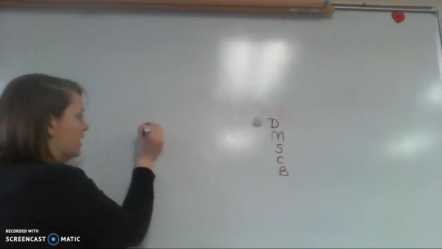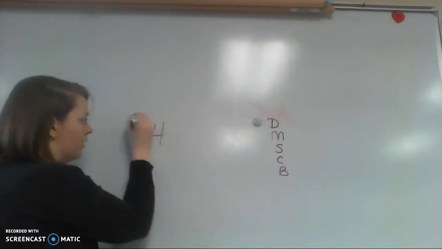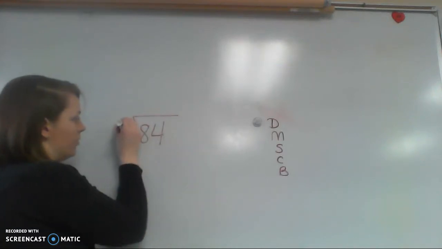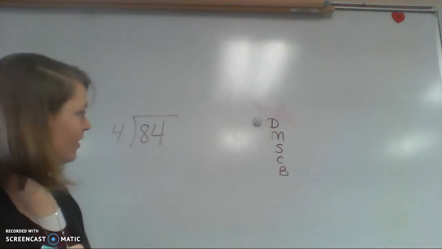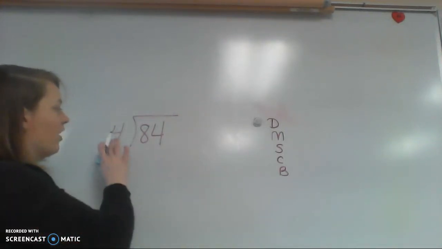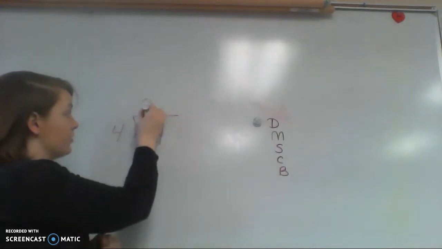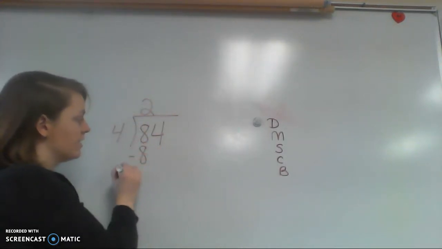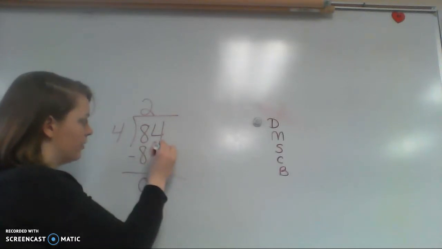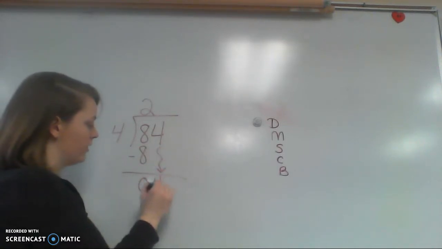This is going to be 84 divided by 4. All right, pause and see if you can get it. All right, let's see how you did. 4 will go into 8 2 times. Multiply. 2 times 4 is 8. Subtract. Bring that 4 down.